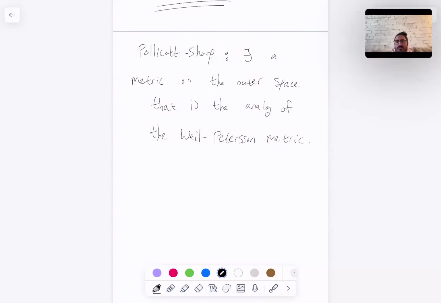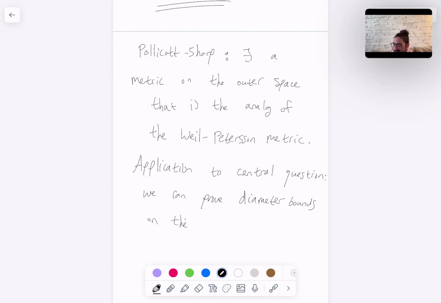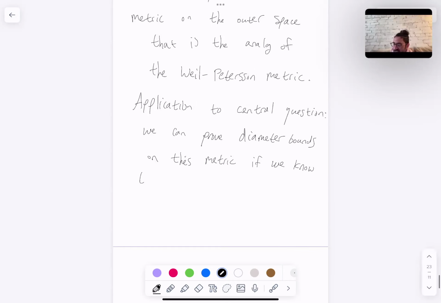But I'll just end, because we are running out of time, I think, by saying what the application is. The application to the central question being true is that we can prove diameter bounds on this metric if we know the answer to the question is yes.